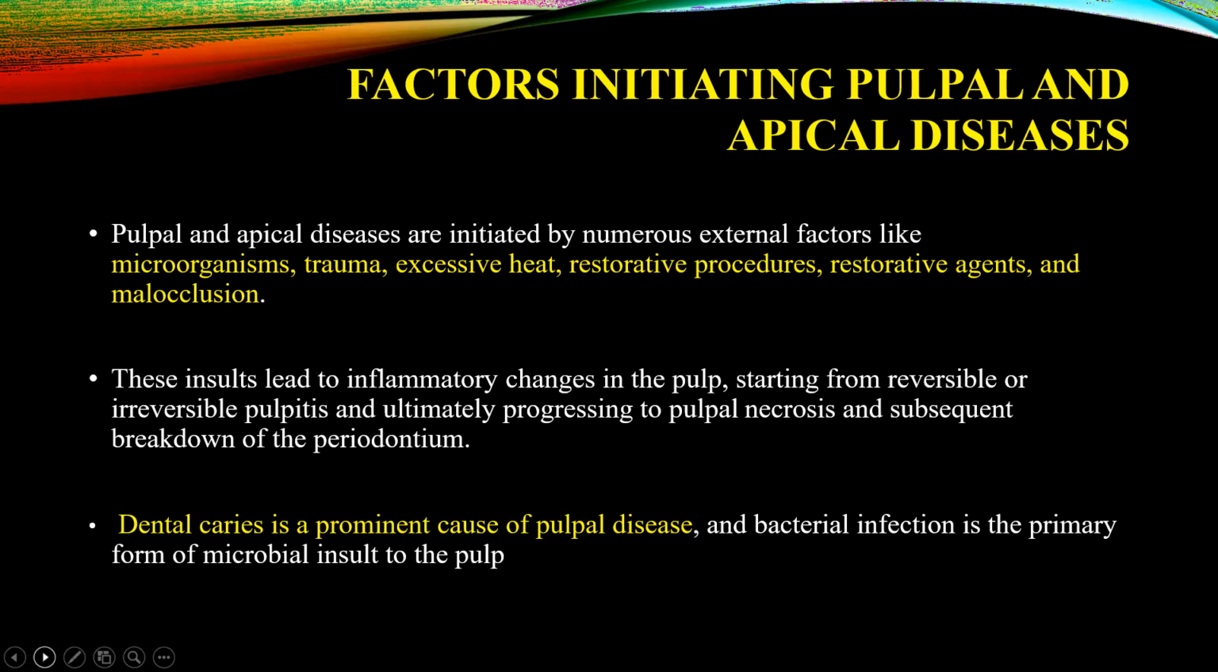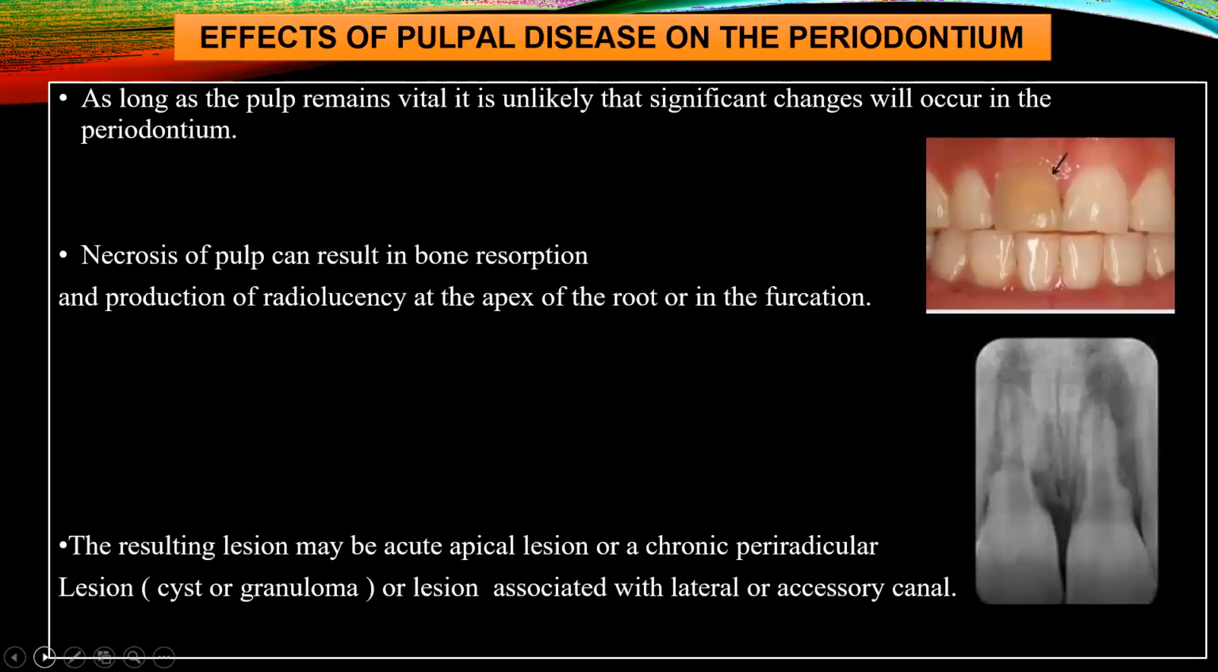Among these, dental caries is the prominent cause of pulpal disease, and bacterial infection is the primary form of microbial insult to the pulp. And as long as the pulp remains vital, it is unlikely that significant changes occur in the periodontium.